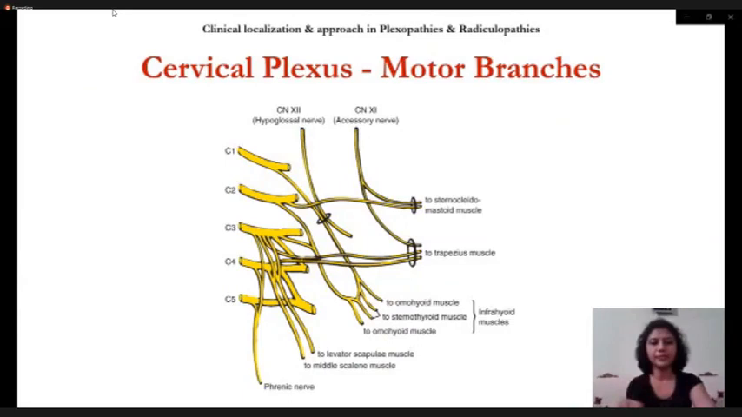Coming to the motor branches, the fibers from C1, C2 and C3 form the ansa cervicalis, and the nerve fibers from the ansa supply the infrahyoid muscles. These muscles aid in head flexion. Then the fibers from C3 and C4 give off branches to the levator scapulae muscles and the scalenus medius muscles, and these muscles aid in rotation of the scapula and lateral flexion of the neck. The phrenic nerve arises from the C3 to C5 roots and innervates the diaphragm. And in addition, the cervical plexus also gives off a minor supply to the sternomastoid and the trapezius via the spinal accessory nerve.